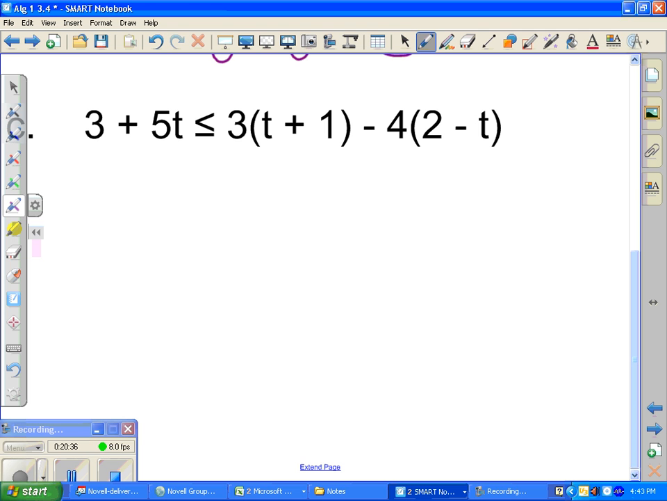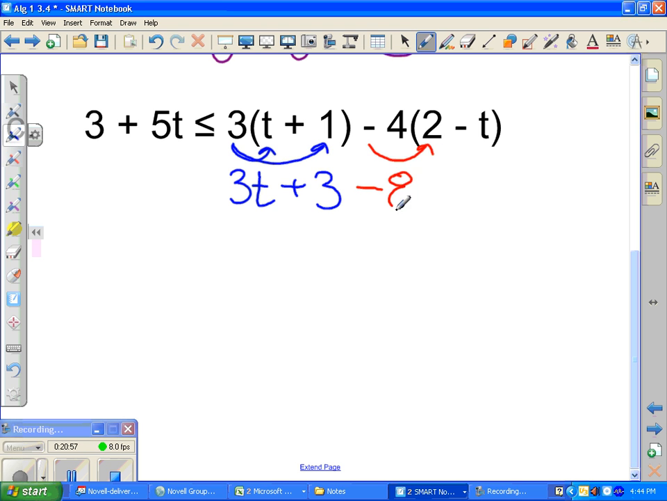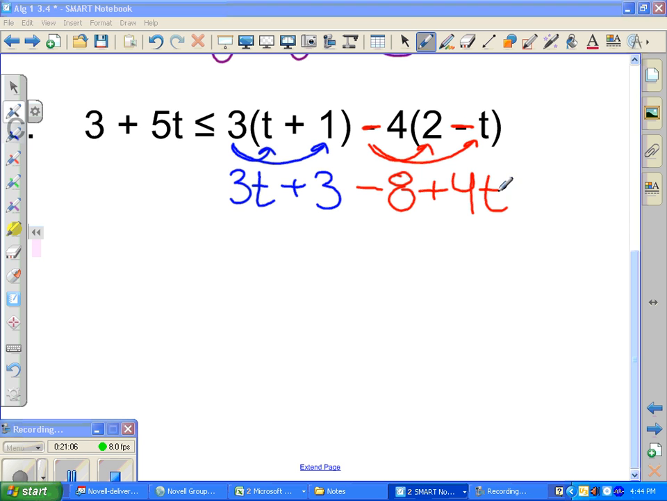All right, let's take a look at C. So we've got a lot of distributive property to do first. 3 times t, 3t. 3 times 1 is 3. Let's do some distributive property over here. Negative 4 times 2 is negative 8. And a negative times a negative t is going to make positive 4t. I hope you got that part right. Nothing happened over here on the left side.